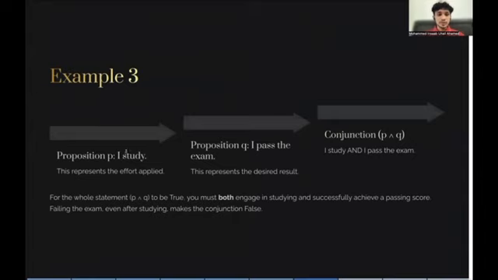Example 3, proposition P: I study. Proposition Q: I pass the exam. The conjunction is P and Q: I study and I pass the exam. For the whole statement P and Q to be true, you must both engage in studying and successfully achieve a passing score. Failing the exam, even after studying, makes the conjunction false.